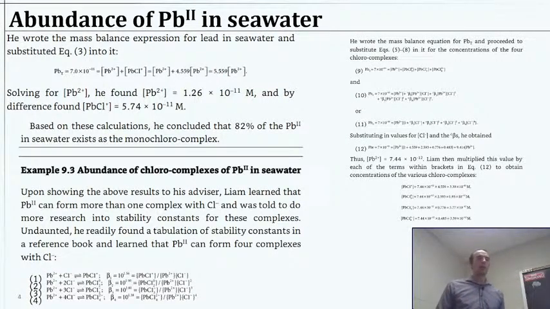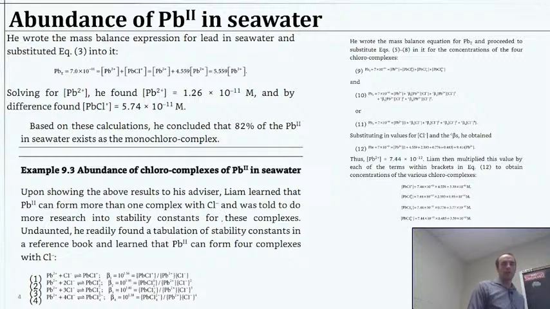And then he wrote out the mass balance for the problem so he could put in the numbers and find a total. So he found those values. And then based on those calculations, he concluded that 82% of lead in seawater, the lead 2+, exists as that monochloro complex. Now he showed these results to his advisor, so this leads into the next example.